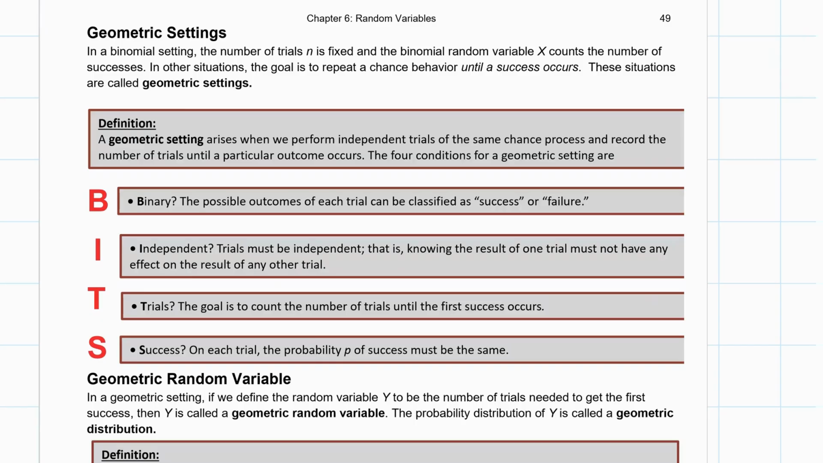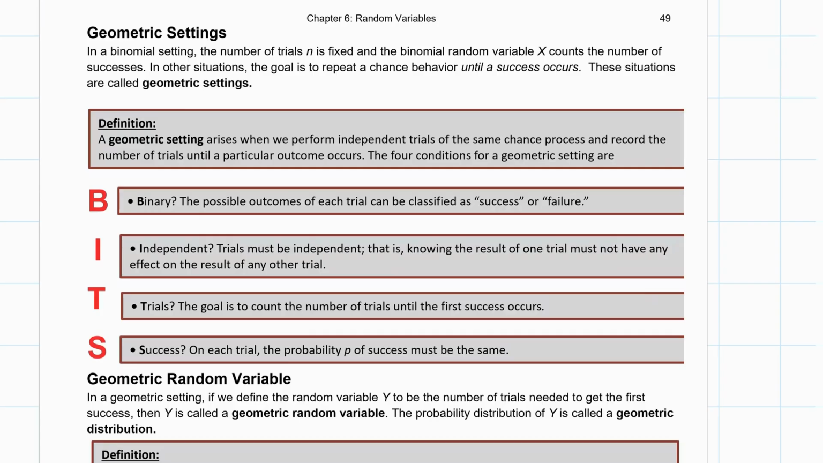Here is the 6.3.2 lecture focused on geometric random variables. And this particular video will focus on using the TI-Nspire for our calculations.